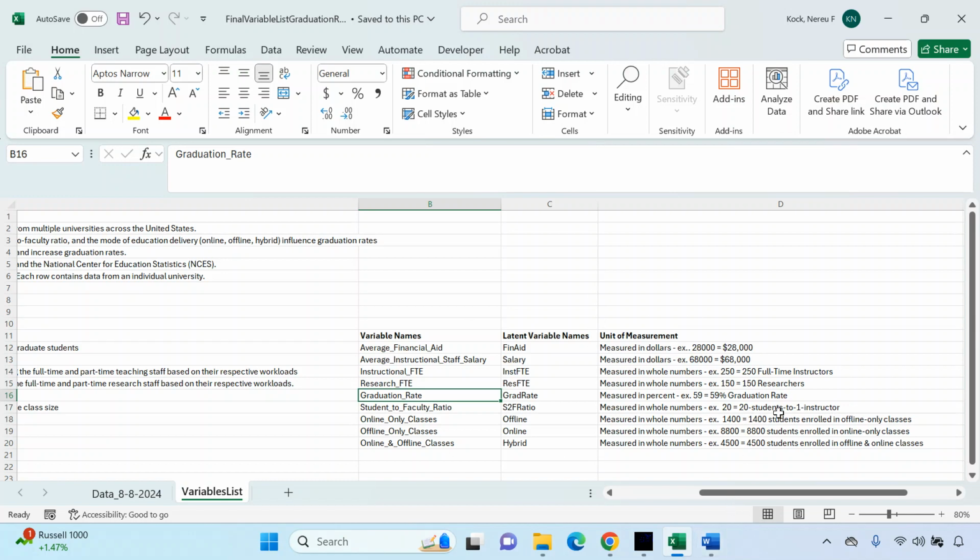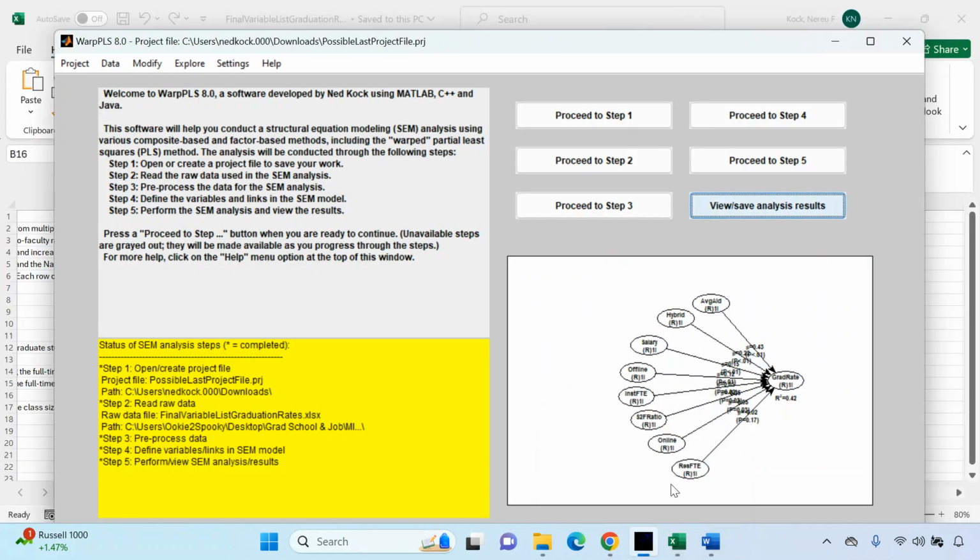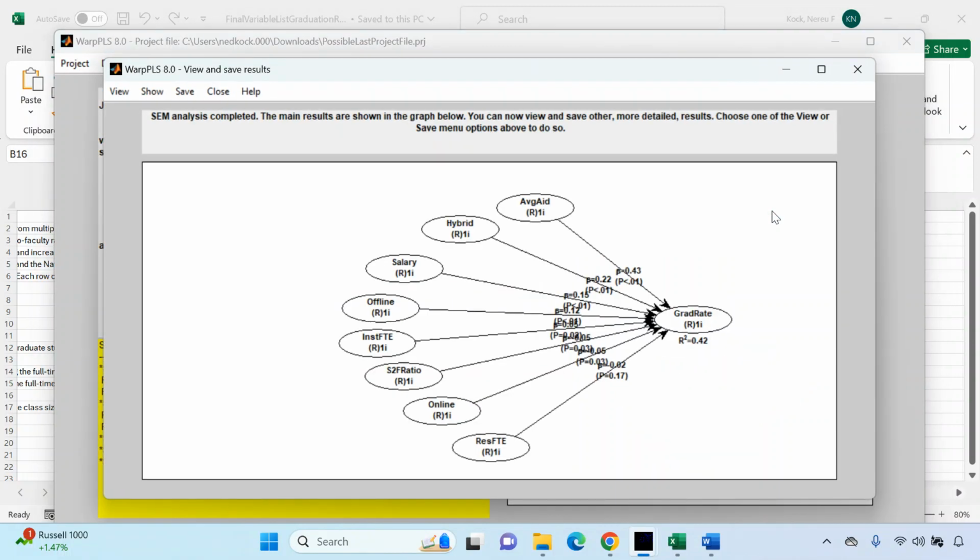And so this is the Excel file, and this is the analysis file, the project file in WARPLS. And it's interesting now, more interesting and more reasonable than before. So we have average aid going up, graduation rate going up, and this is actually by far the strongest in standardized terms. So these numbers, since they are standardized, are comparable to one another. So this is quite strong.